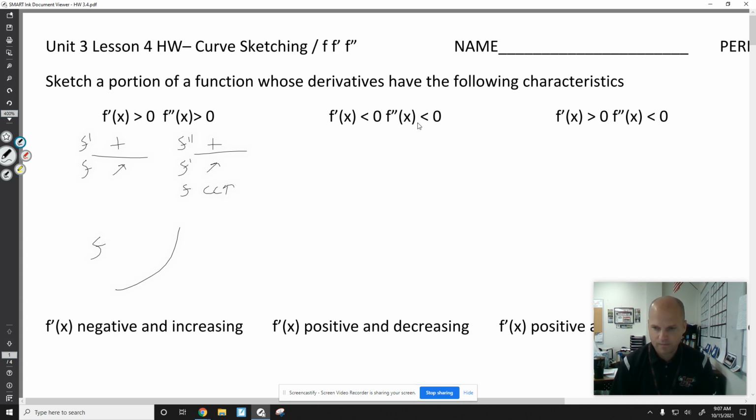f prime is negative, f double prime is negative. If f prime is negative, then f is going down. If f double prime is negative, f prime will be decreasing, which means f is concave down. f is decreasing, concave down. Decreasing, concave down would be like that.